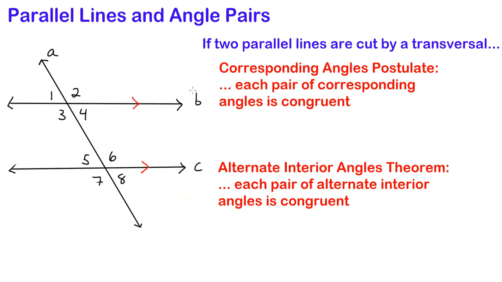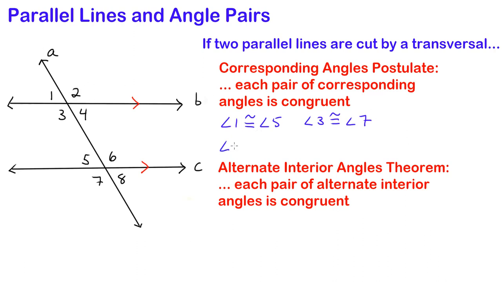So remember, corresponding angles are those that are on the same side of the transversal and on the same side of their lines. So for example, angle 1 and angle 5 are both to the left of A and on top of their line. So the corresponding angles postulate tells us that angle 1 is congruent to angle 5. What else? Well, how about angle 3 and angle 7? They're both to the left of A and under their lines. So angle 3 is congruent to angle 7. Now we have angles 2 and 6 are to the right of A and on top of their lines.